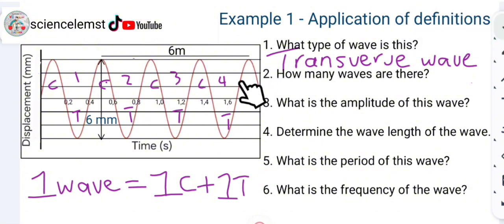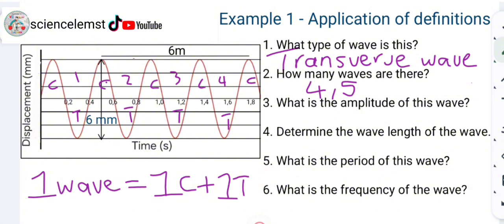And then we end up with this portion. So this portion is only a crest, meaning it is just a pulse. So it means it gives me half of a wave. So the number of waves that I have here is 4.5. 4 complete waves and half of a wave. If they were asking you how many complete waves are there, then you will say 4 waves. But now the question was asking how many waves are there.